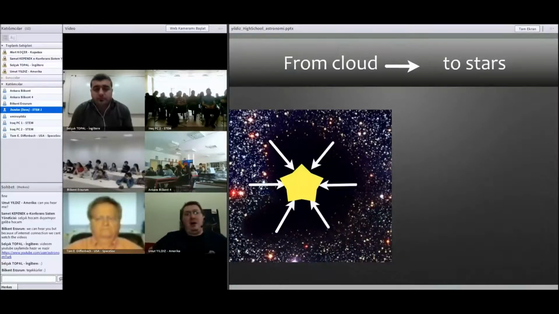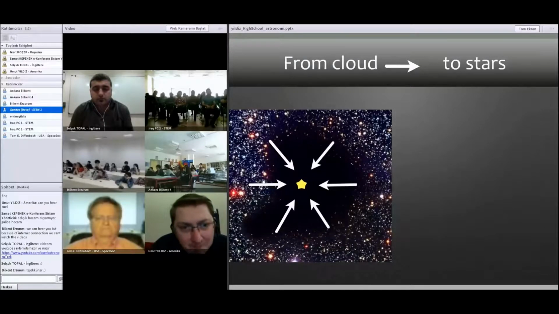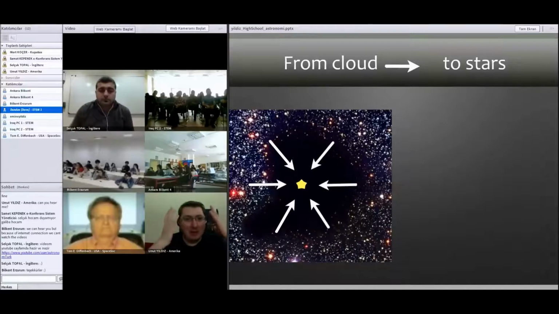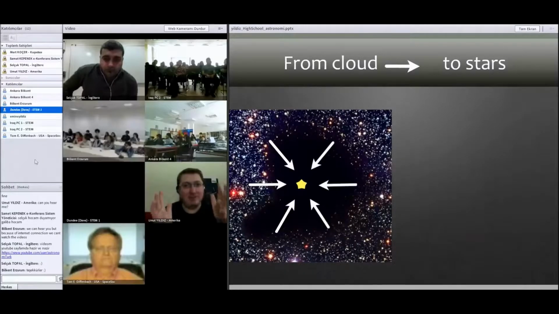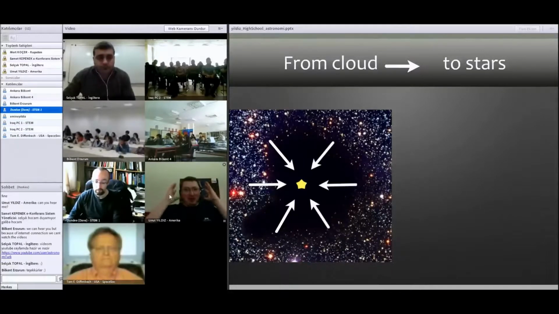So I talked about how the observation methods are, and then we continue with how the stars are forming. I told you, if you remember, there are dark clouds. So why are they dark? Can you imagine why they are dark to our eyes? Because they contain a lot of dust and gas. So think about the dust and gas everywhere. What happens? You cannot see far away, right?